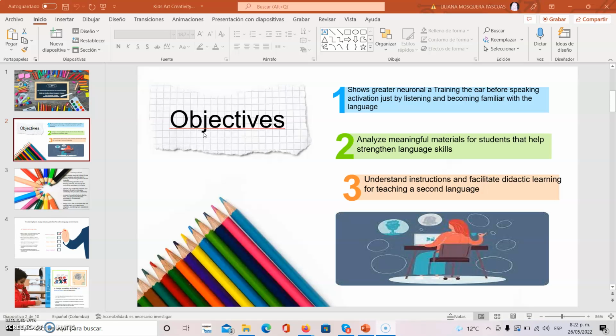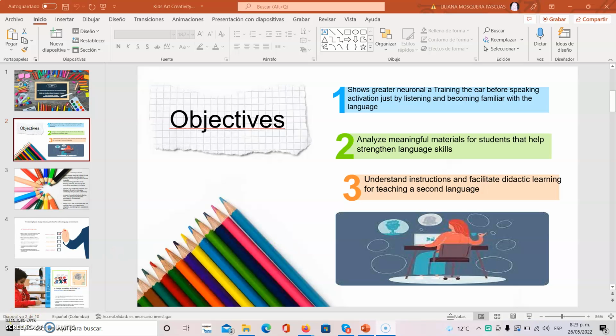The objectives: show neural training in the year before speaking activation just by listening and becoming familiar with the language. Analyze meaningful material for students that helps strengthen their language skills, understand instructions, and facilitate didactic learning for teaching a second language.